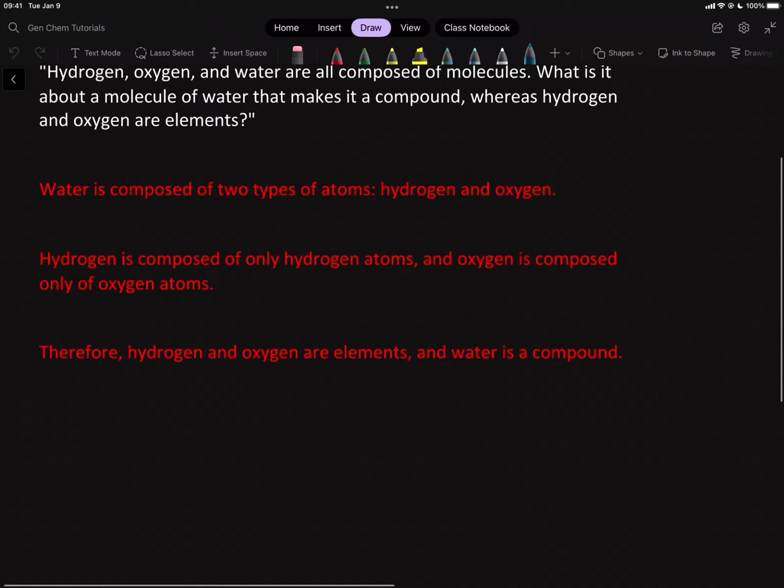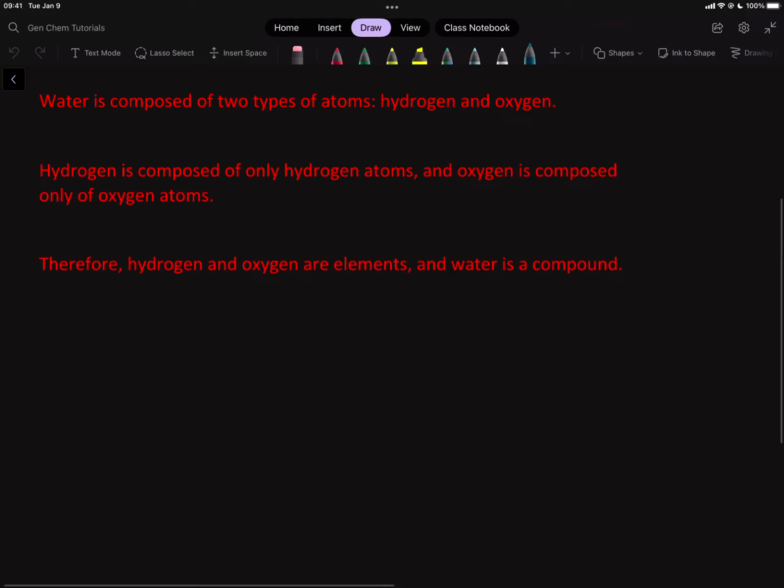And so the textbook's response to this question: water is composed of two types of atoms, hydrogen and oxygen. Hydrogen is composed of only hydrogen atoms, and oxygen is composed only of oxygen atoms. Therefore, hydrogen and oxygen are elements, and water is a compound. So, some nice, concise, textual explanation.